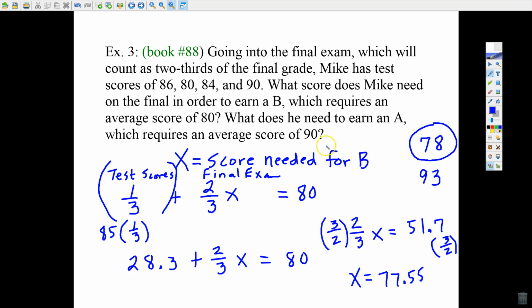Now I'm not going to take the time. It's actually a two-part answer in your book, but the follow-up question is, well, what would he need to score a 90? So how would we change this? Real simple. We just change this and then go about it the same way. And that answer, in case you're wondering, should be 93.